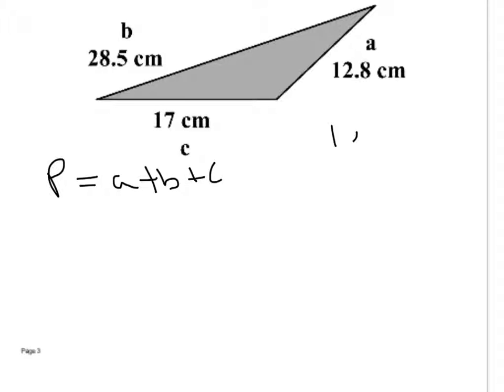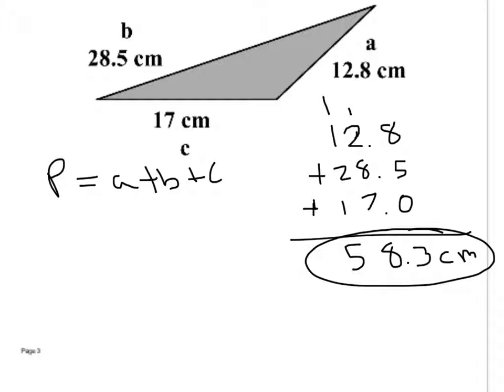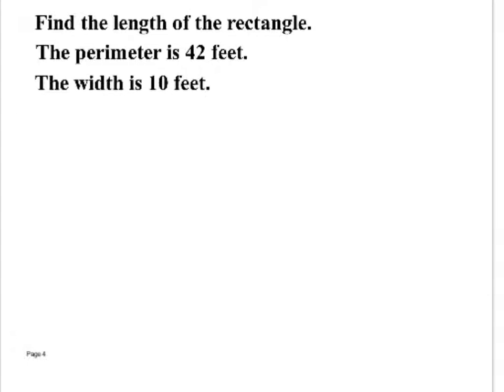So we take 12.8 plus 28.5 plus 17. That gives 58.3, and don't forget the units. I will count off on your homework if you do not write the units. For perimeter it's a single centimeter, so 58.3 centimeters. That is our answer.